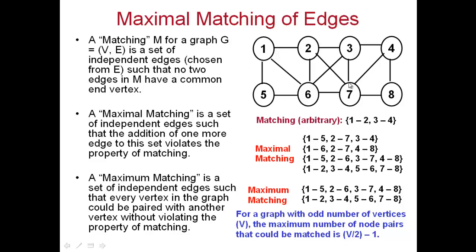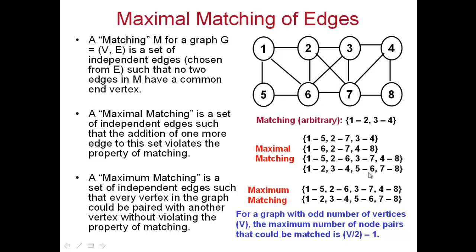Given a graph with vertices and edges, a matching is a set of edges such that no two edges in the set have a common end vertex. For example, this is a matching that has two edges in it and there is no common end vertex for these two edges. Similarly, this is a matching of three edges for this graph and there is no common end vertex for any two edges in this set. So all of these are matchings for the graph here.